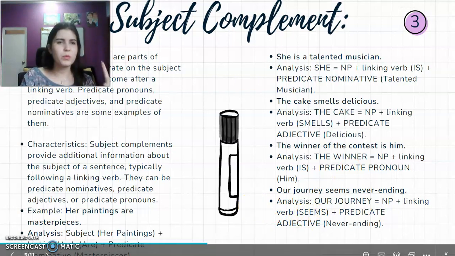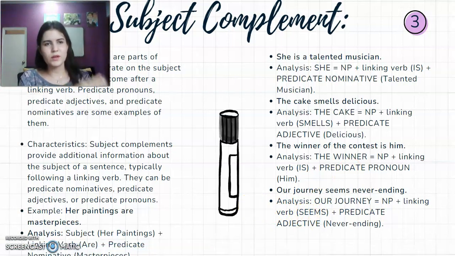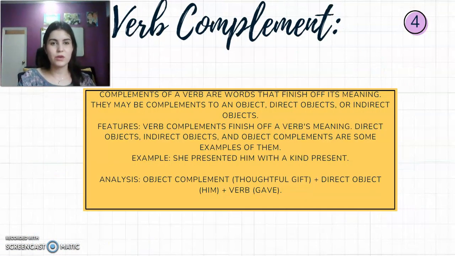But we have another example, but I think it's very clear, and we're going to move on because we have a lot to cover. Then we have the verb complements. The verb complement is the word that finishes off its meaning. In other words, we know the verb is the action in the sentence. Then maybe complements to the object, direct objects, indirect objects. I love that. In this case, the verb complement is always going to finish off a verb's meaning.